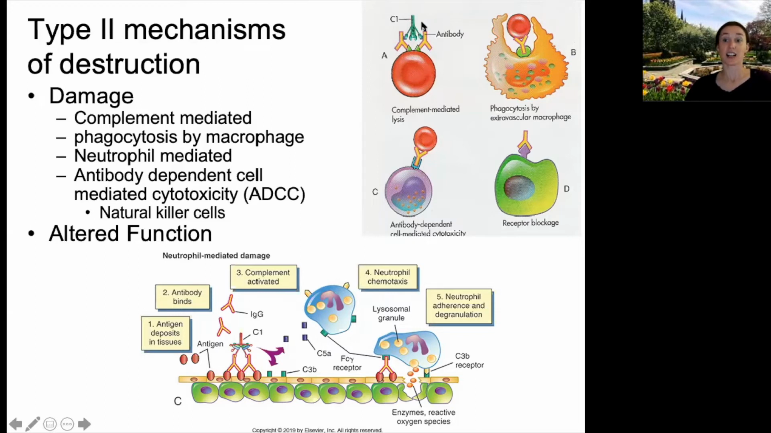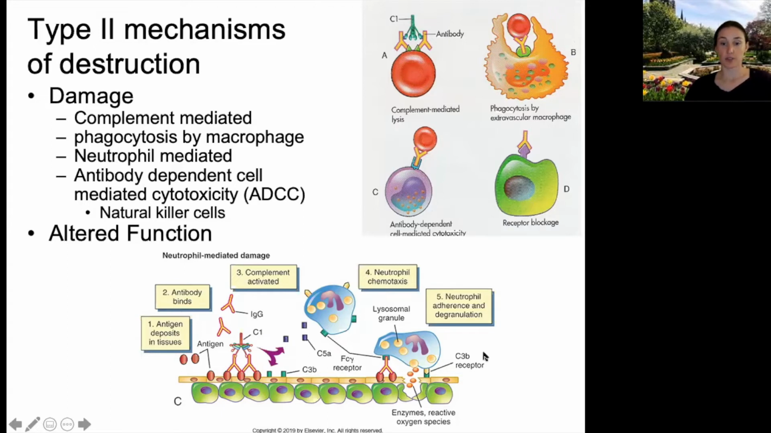So here is a complement-mediated lysis. The antibodies attach to the red blood cell, and the complement system gets activated to destroy the red blood cell. This one, a red blood cell, has been tagged by antibody, and it's attracted a phagocyte that will come and destroy that red blood cell. This antibody attracted a cytotoxic T cell, which killed the red blood cell. And this cell has a receptor that was blocked here.